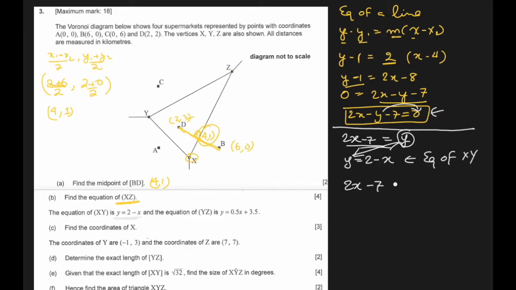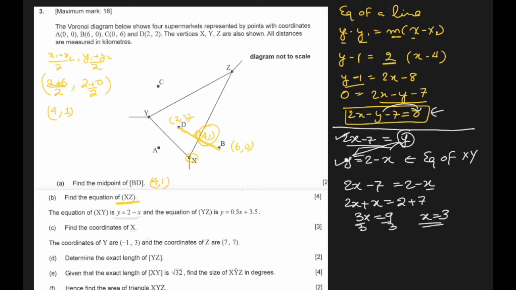So 2x minus 7 equal to 2 minus x. I equated the two. So let's bring x to this side. 2x plus x equal to 2 plus 7. 3x equal to 9 and x is equal to 3. So what are they asking? Find the coordinates of X. So we got the x coordinate. We can find the y coordinate by substituting in any of the lines.